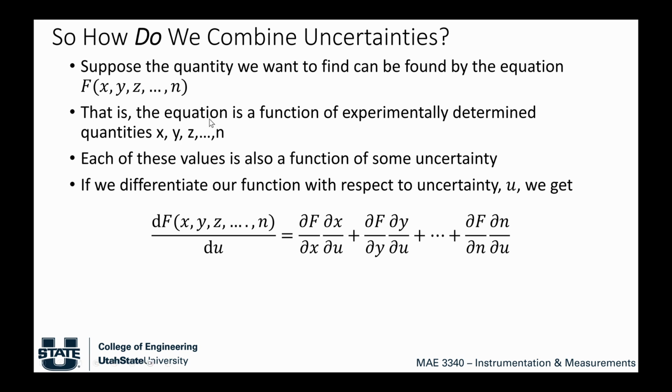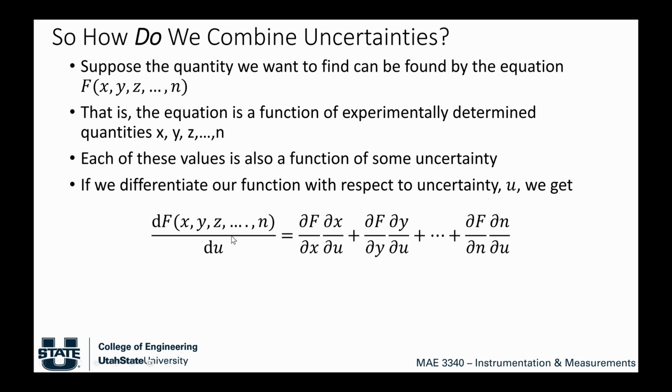We are going to take those variables and we're going to see how those variables interact with one another. We need to understand that each of these variables has some uncertainty associated with it. So again, maybe it's a bias, maybe it's a precision, but there is some uncertainty associated with measuring that variable. So if we take that governing equation and we differentiate it with respect to our uncertainty here, what are we doing? Well, we're trying to find out how sensitive each individual variable in that governing equation is to our uncertainty.